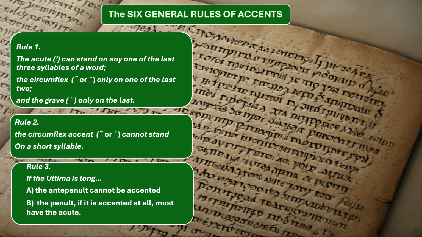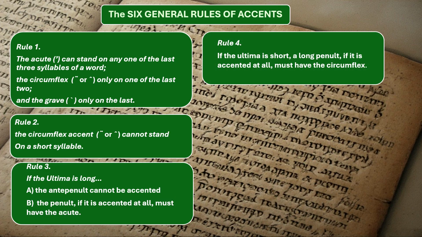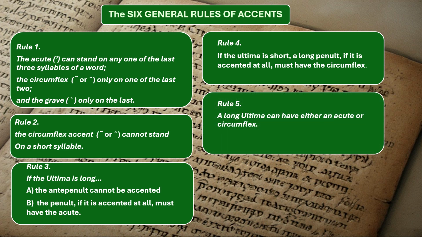Rule number 3, if the ultima is long, then A, the antepenult cannot be accented, and B, the penult, if it is accented at all, must have the acute. Rule number 4, if the ultima is short, a long penult, if it is accented at all, must have the circumflex. Rule number 5, a long ultima can have either an acute or circumflex.